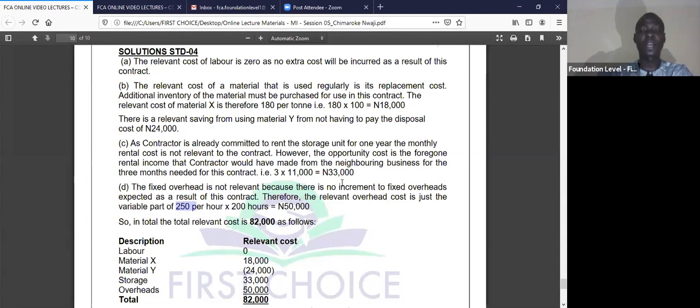So you get 50,000. So put all of them in the table here. You have your 18,000 for labor. For material X, your labor is already 0. Material Y, you are saving 24,000. Put it in brackets. Storage, the opportunity cost there was 33,000. And the overhead, the variable cost, is 50. So if you look at it, the total relevant cost is 82,000.